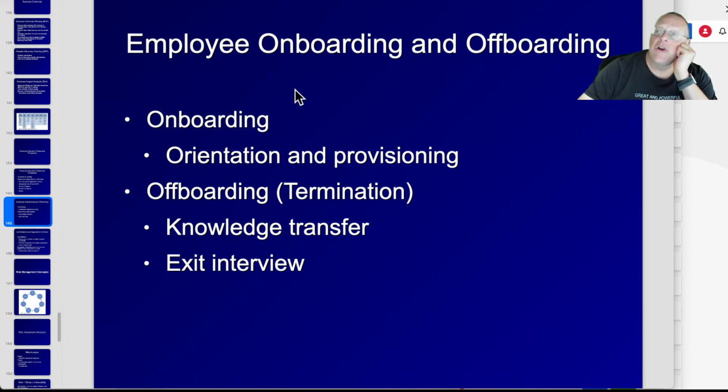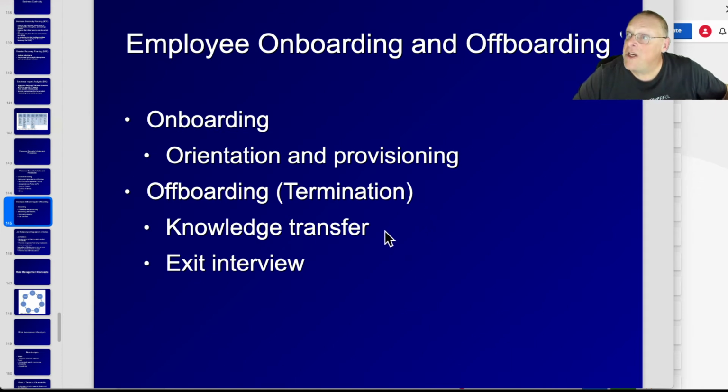So when you onboard people, you have to give them an orientation and provision them with a laptop and access to servers and such. And when they leave, you have to make sure that you've transferred their knowledge to their replacement so you can continue, and have an exit interview where you make sure they understand their obligations and so on.